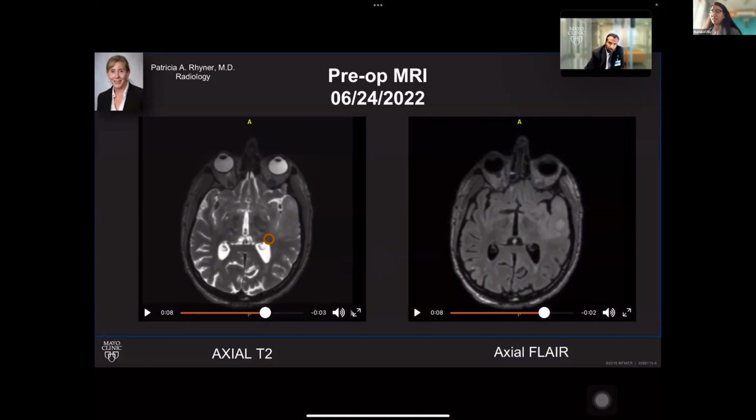When we compare the right side to the left side, we can see that there are sulci, and the sulci contain CSF, and CSF lights up on a T2 image. This is absent here, again proving that the sulci are flattened.